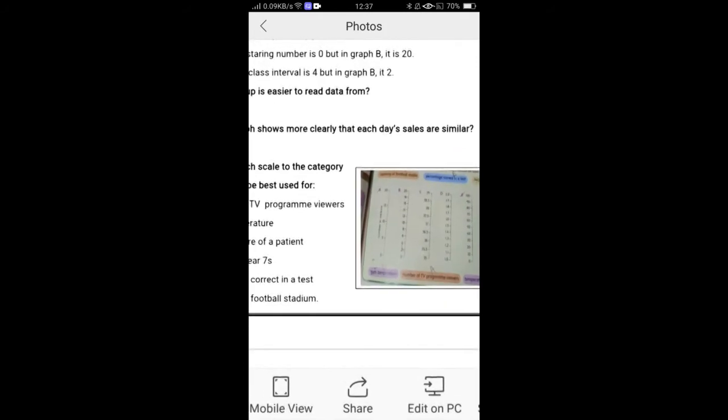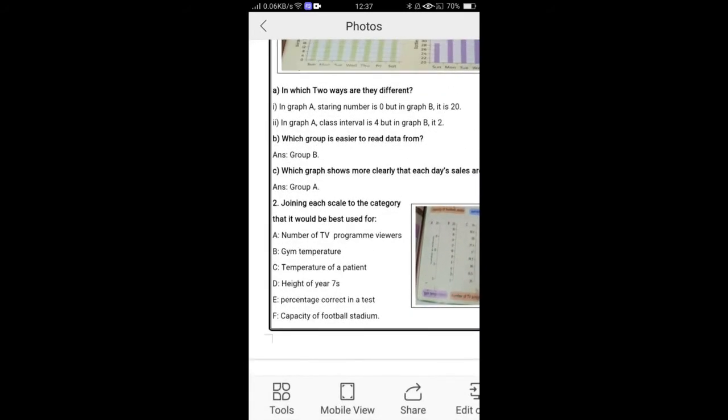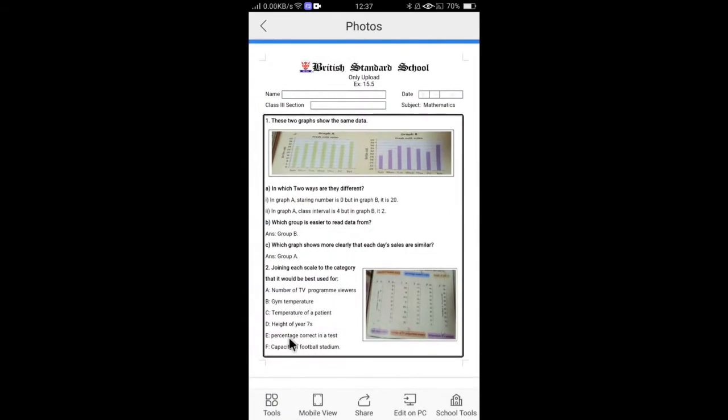Then C is the temperature of a patient. As you can see, they have given a decimal scale. In a hospital, on the ICU TV screens, they show some numbers, and most of the time it is in decimals, like the heartbeat. So we can say that the temperature of a patient could be C. D is the height of a year 7 student. For E, the highest number was 100, and in an exam we usually take 100 percent correct in a test. And F is the capacity of a football stadium.